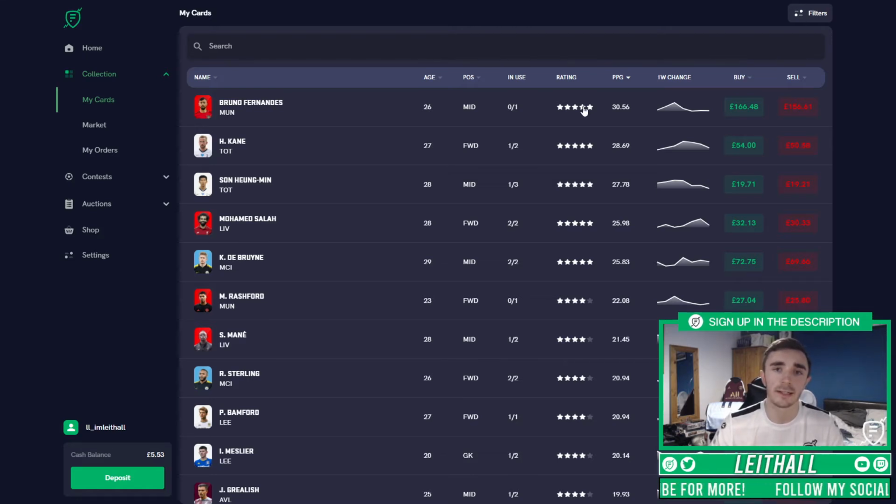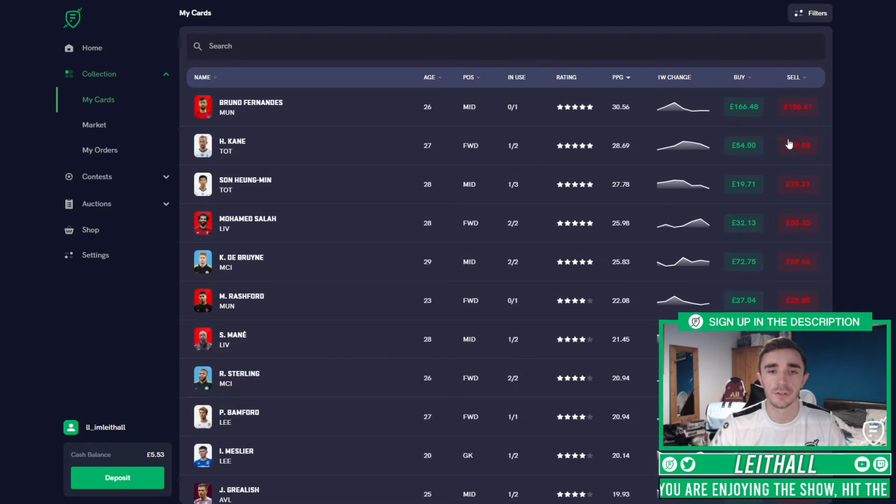This is a star rating based on the PPG of a player. Again, in the next episode we'll go through what makes up the PPG and then what determines the rating from that PPG as well. You've then got the PPG of the player. Now this is the average points per game over the last 38 Premier League games. And then at the end here we've got the buy and sell price, and we've also got the 1 week change. This is the default that is shown in the collection.